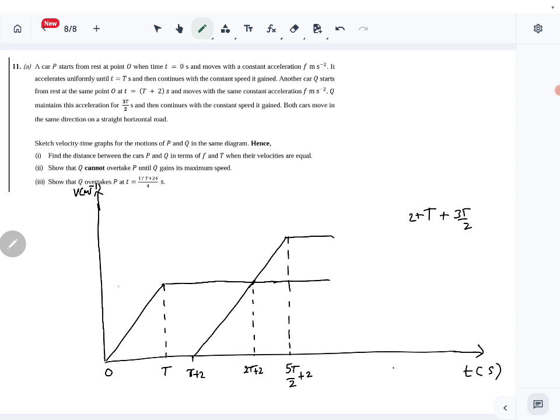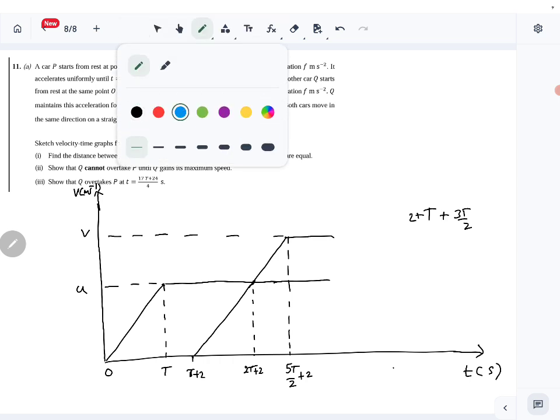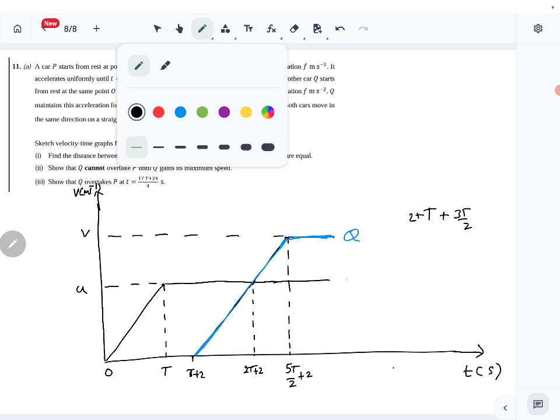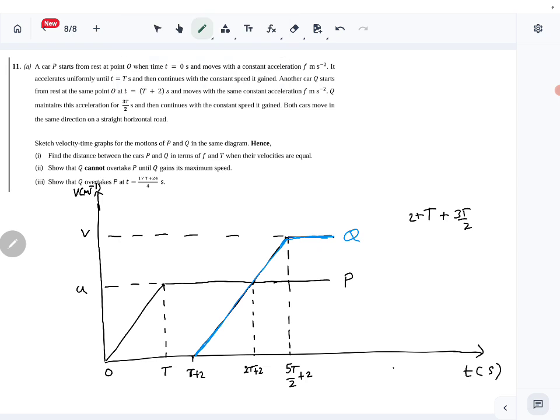So let's mark this as u and this as v. We'll use a different color for this. So this is Q, this is P. And these gradients are the same acceleration, or tan theta is f. So the sketch is done.